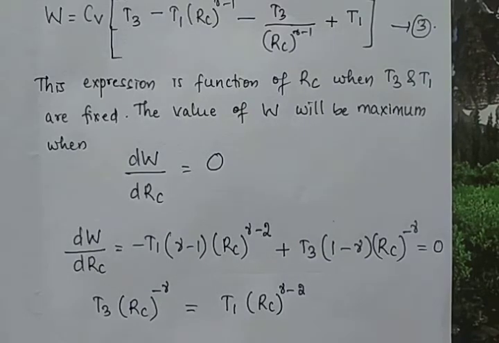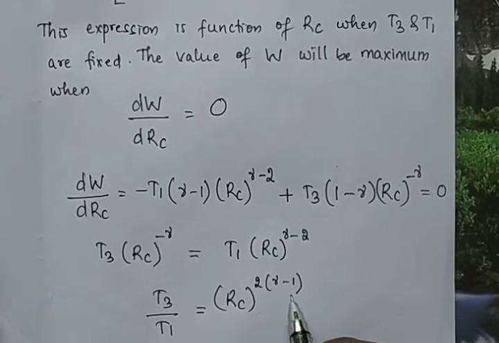So T3 by T1 will be equal to RC to the power 2 into bracket gamma minus 1. So minus gamma goes to the denominator, minus gamma also will go. You will get the equation as minus 2 gamma minus 1. So 2 into gamma minus 1 in the numerator.